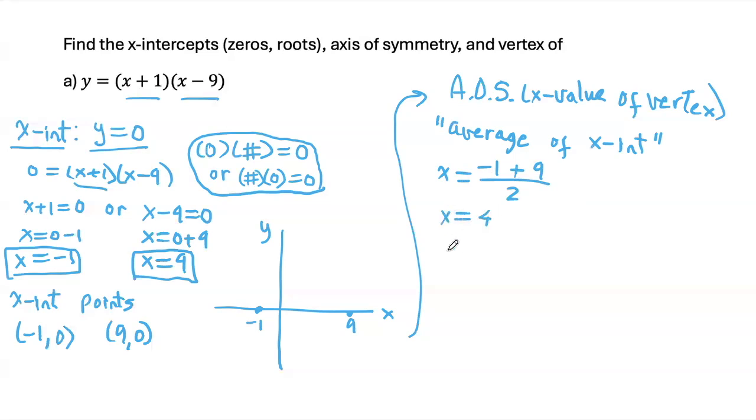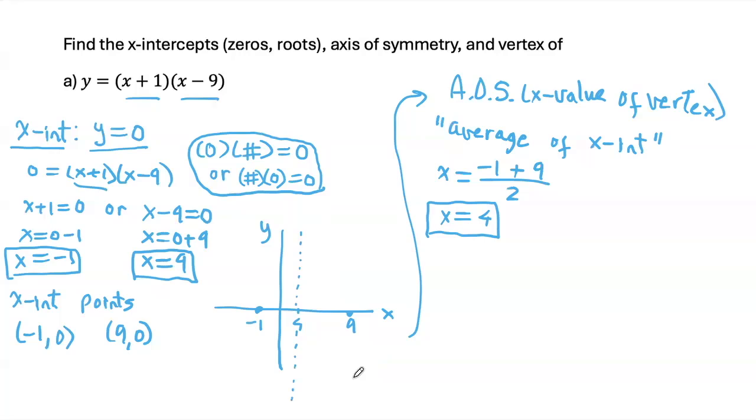You will lose marks on a test if you say the axis of symmetry is 4. Don't do that. Make sure you say x is equal to 4. Okay, so I can go here at 4. That means this is the symmetry point on this quadratic, on this graph of this parabola.